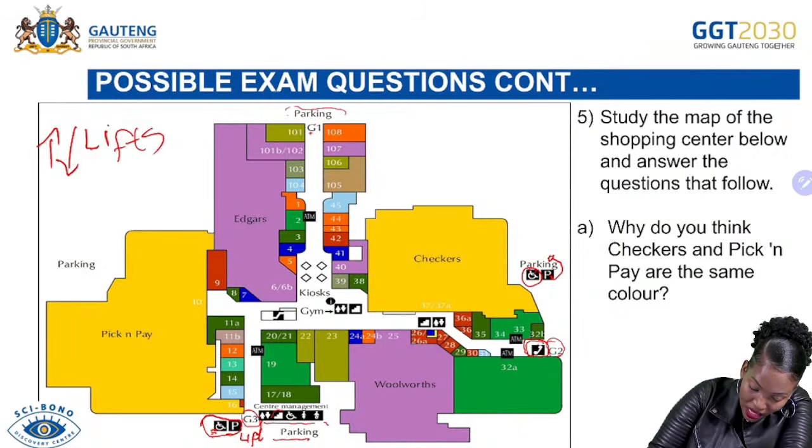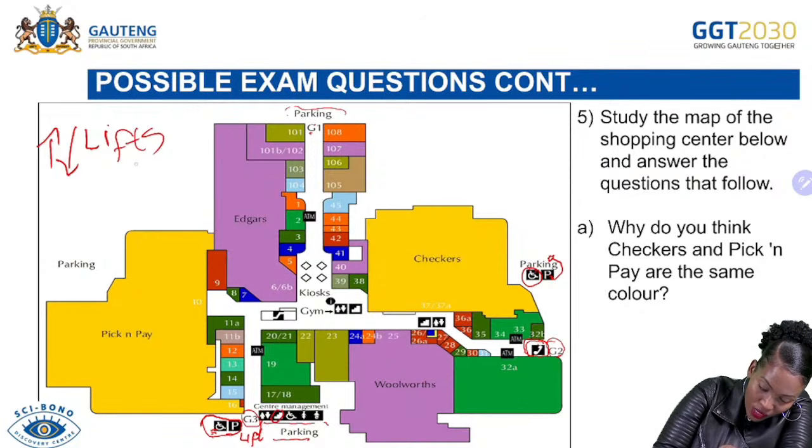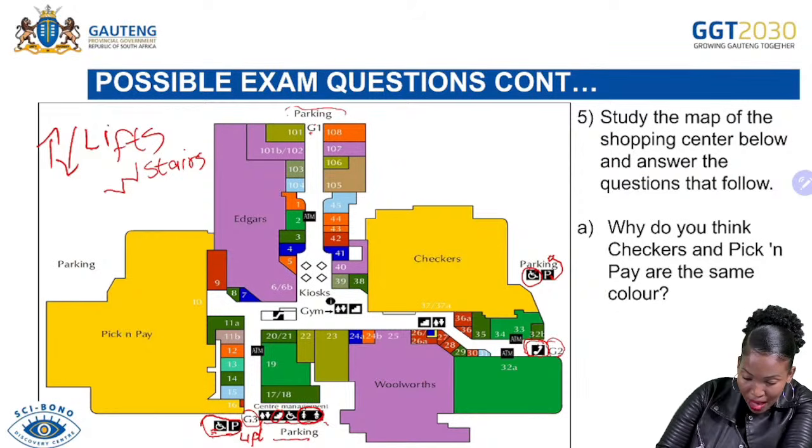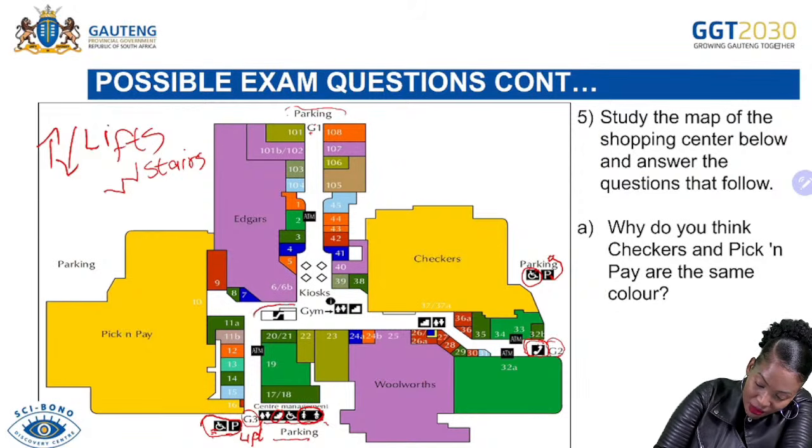And then if you see this one, this is the symbol for staircases. So this means it is your stairs. And then when you see a wheelchair, it means for disabled personnel. And then this symbol is for bathrooms. When you see these symbols, it means it is the bathrooms. And then this one, guys, it means there are escalators in that section.